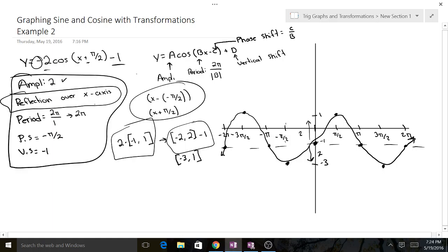Did I reflect over the x-axis? So pretty much I would say, well, I started my graph. Did I start by going up or down? Because if I reflected, I should start by going up. So yep, I reflected, because cosine normally starts by going down.